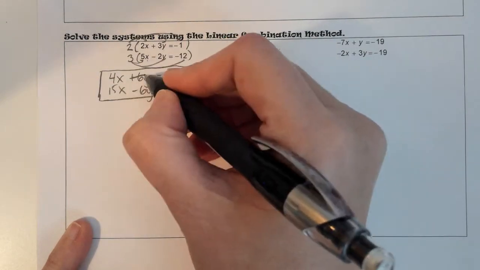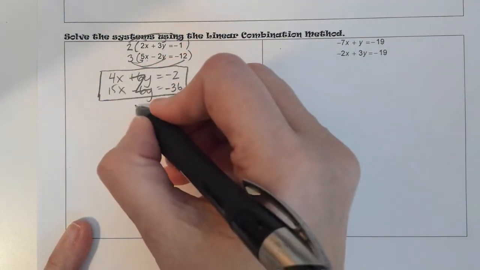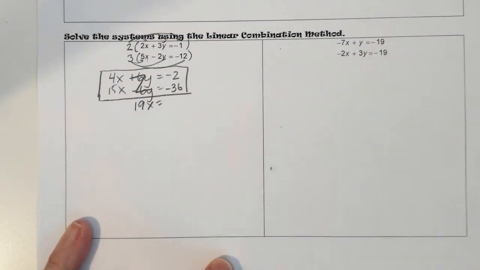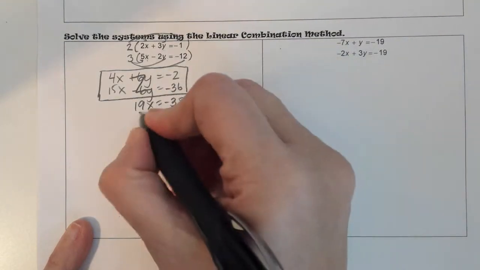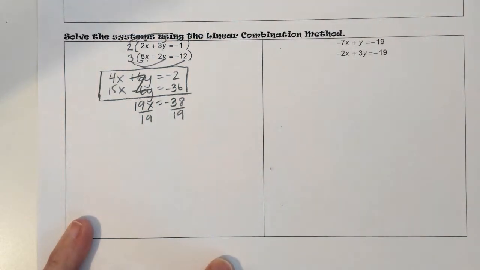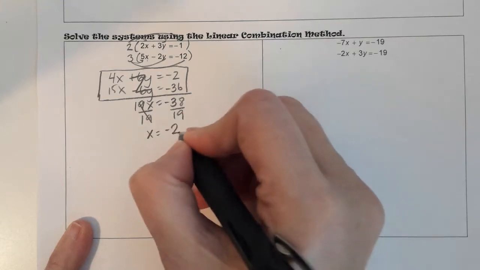I see right here, boom, I got a zero pair. So those zero away. 15 plus 4 is 19x. -2 plus, whoopsie, 36. Again, I'm using my calculator every opportunity I get. Is -38. When I divide both sides by 19, I get x equals -2.